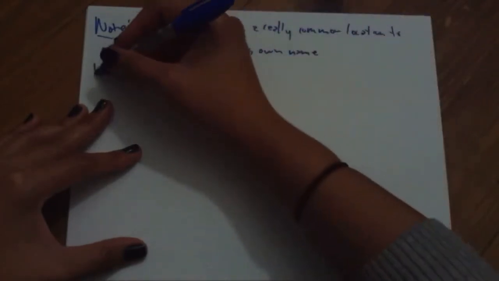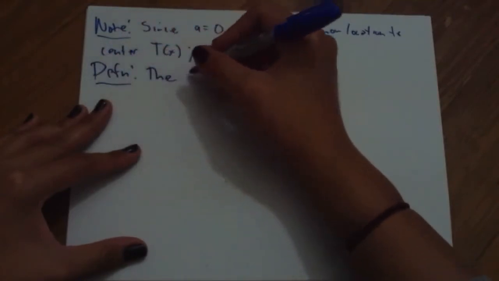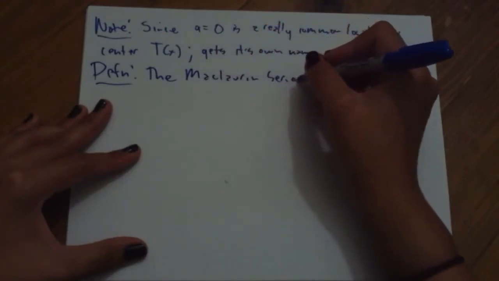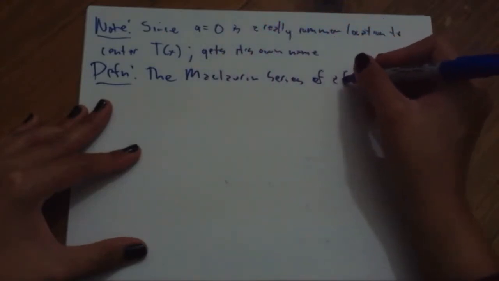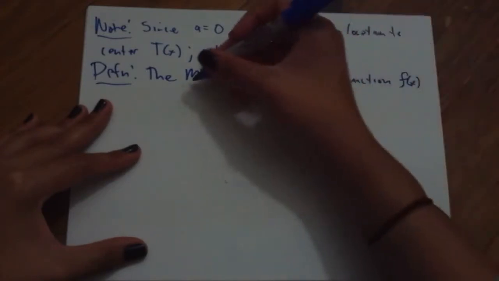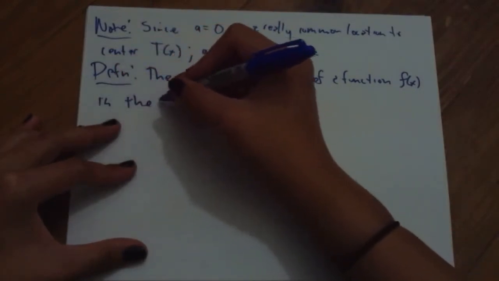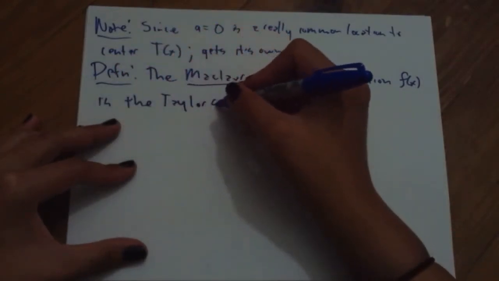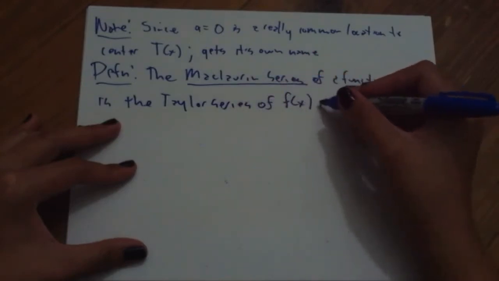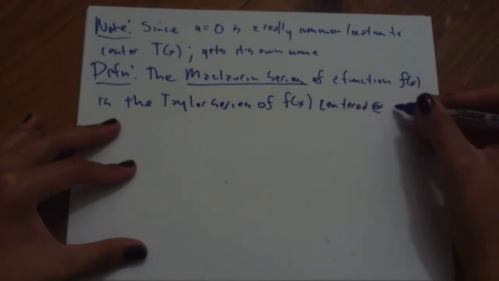And a fast definition here. The Maclaurin series of a function f of x is basically the Taylor series of f of x centered at a equals 0.